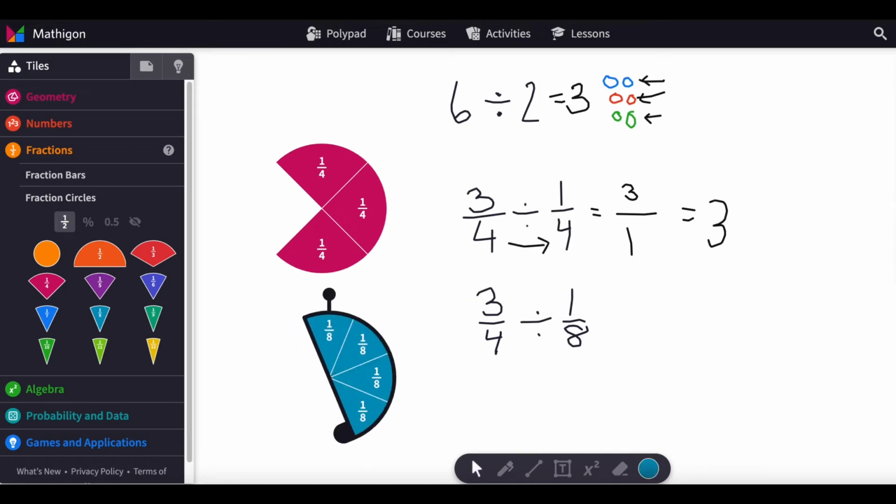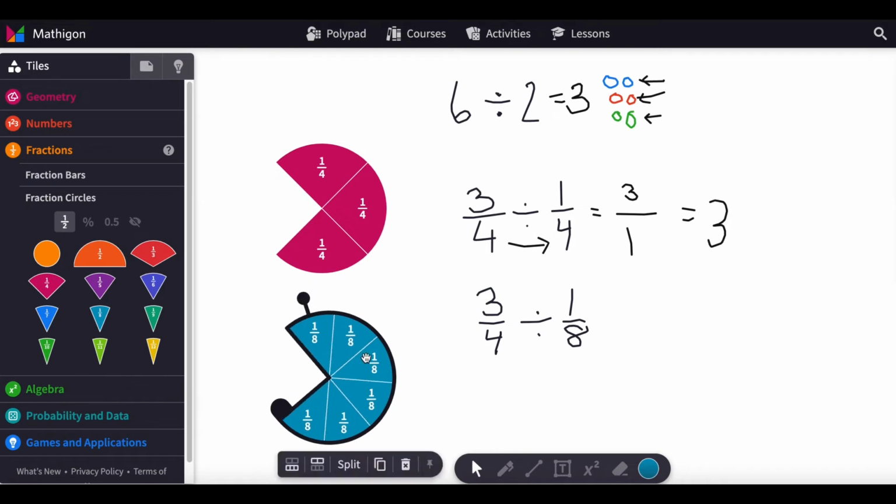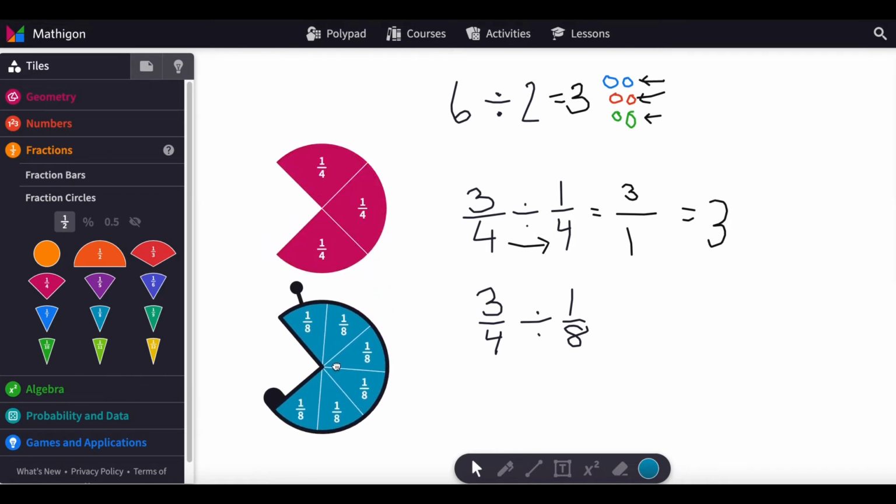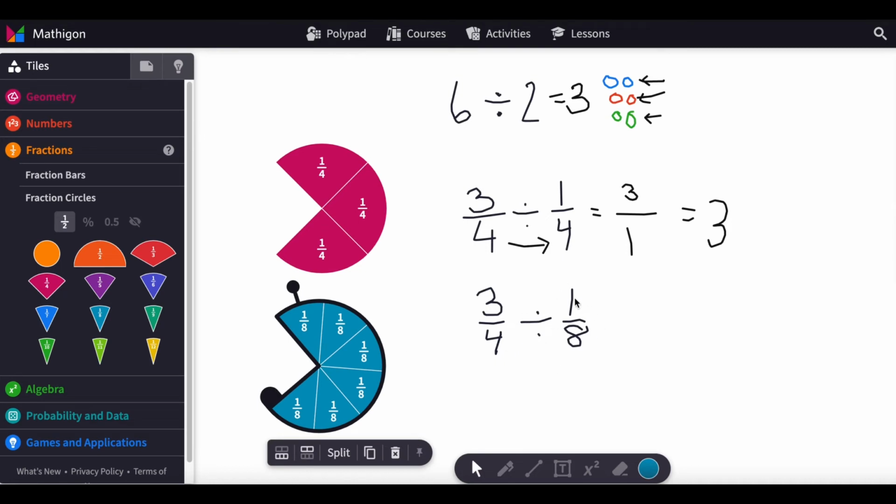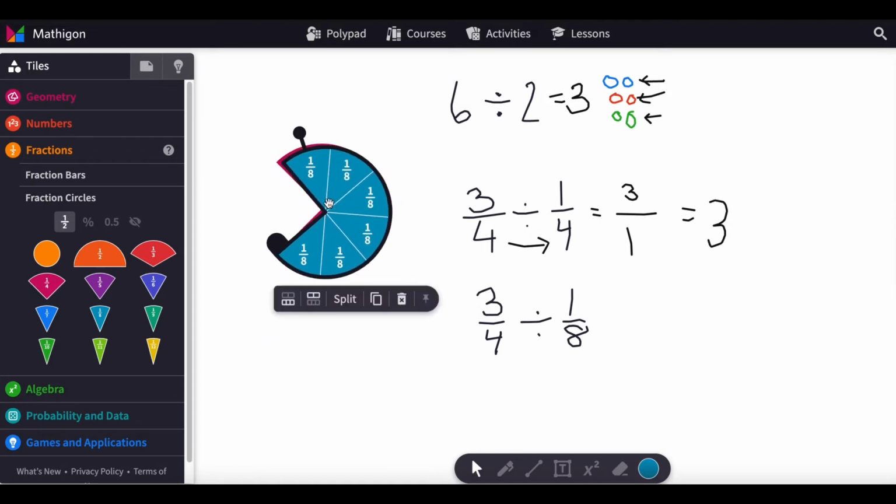Now let's try 3/4 divided by 1/8. So here I have 1/8 size pieces. Try to line that up. That looks good. So how many 1/8 size pieces would fit into 3/4 of a circle? Well, since these line up, it would be 1, 2, 3, 4, 5, 6. So our answer is 6.